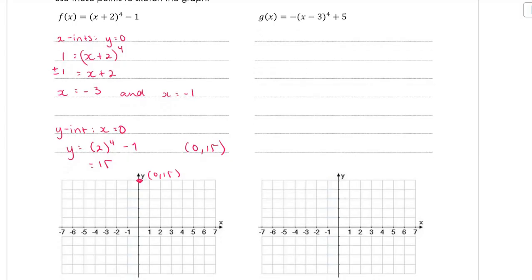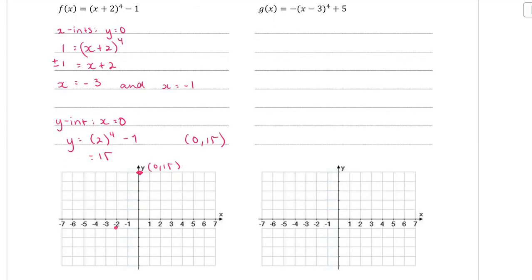I've got my turning point at (negative 2, negative 1). And then I've got my two x-intercepts as well, remembering that this one ends up being a little bit flatter on the bottom than we're used to with our quadratics. And then just label everything as per usual.